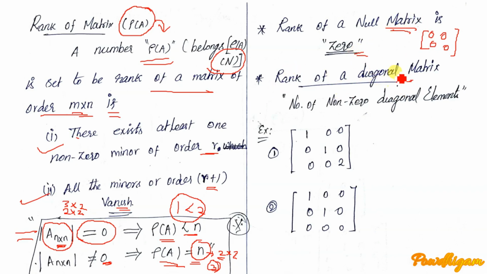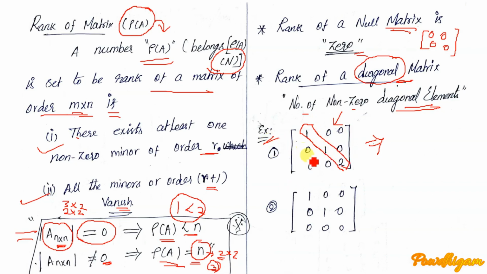So very important, if you are having the diagonal matrix, which I explained to you. Diagonal matrix means that non-zero elements are present only in the diagonal, and the remaining are all zeros. If you are having the diagonal matrix, the rank of that matrix is nothing but the number of non-zero diagonal elements. If we have the number of non-zero diagonal elements, then we can easily find the rank of the matrix.